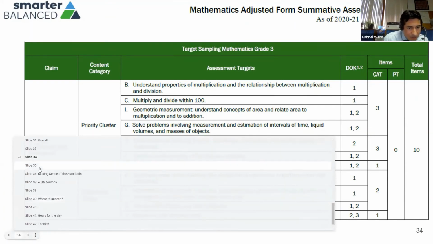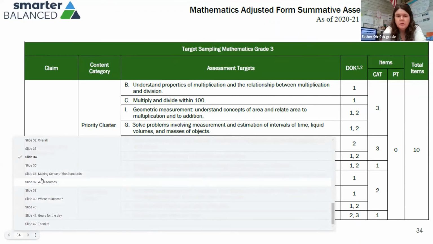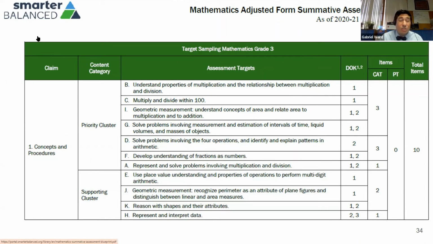Second scope part. And where do we find that? Those are in the blueprints. You can find them directly on the math website. Let me go ahead and put in the chat right now.